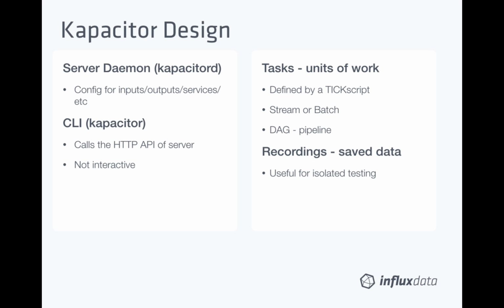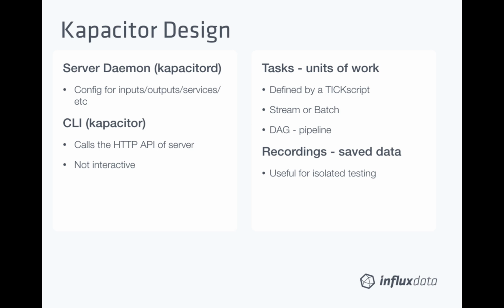So design of the program itself, there's two pieces to it. There's a daemon and then a command line interface that drives the API on the daemon. So each of the Kapacitor list task calls has a corresponding API endpoint, and the CLI just interprets those responses and makes them more human readable.